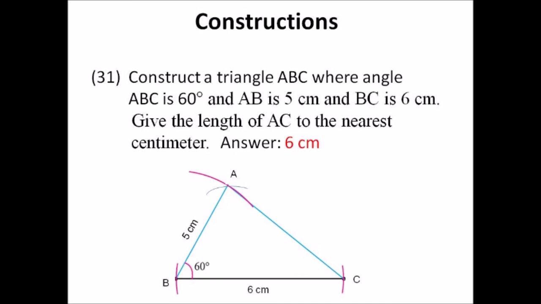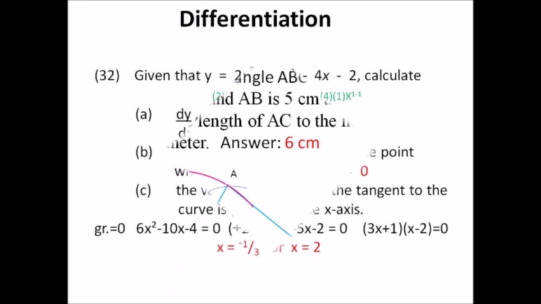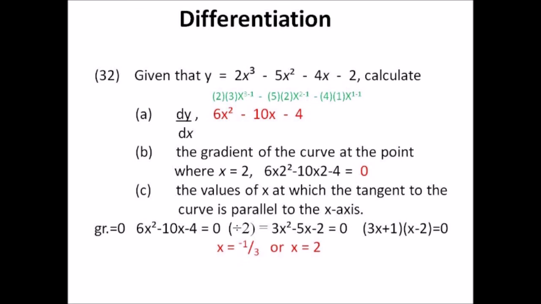Differentiation. Your dy/dx is 6x squared minus 10x minus 4, and I show you how to do the differentiation for the gradient. And then B worked out to be the gradient of the curve at the point where x is 2 is 0. And then C, you want it parallel to the x-axis, so x would work out to be negative 1/3 or x is equal to 2. You make the gradient equal to 0, because when it's parallel to the x-axis, the gradient is equal to 0. That's how you get your final values.